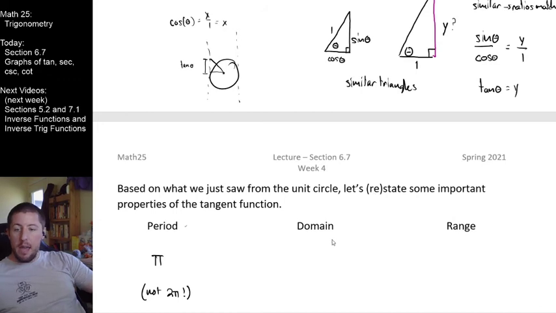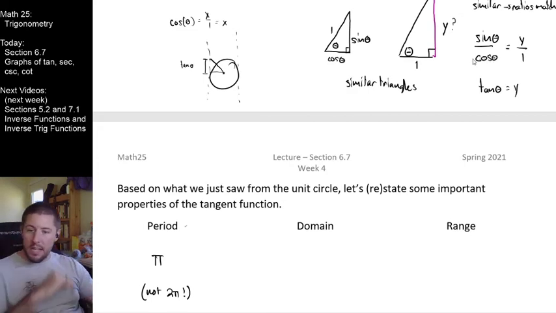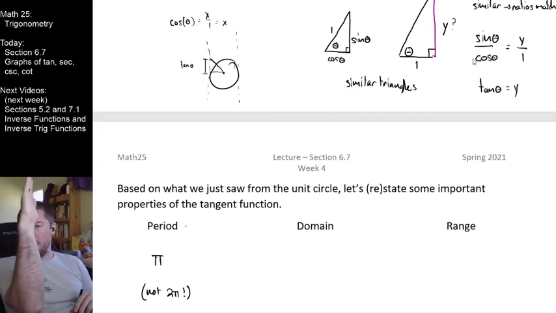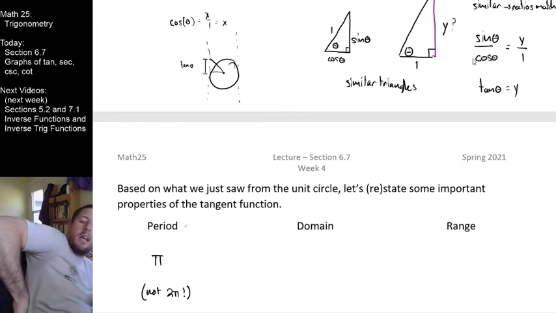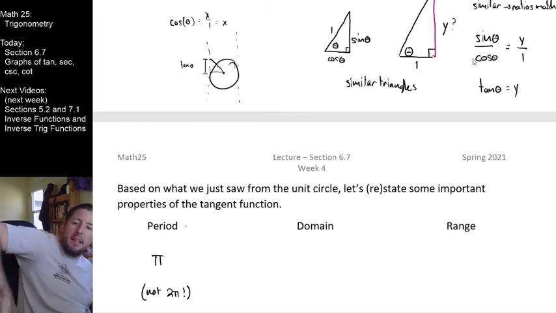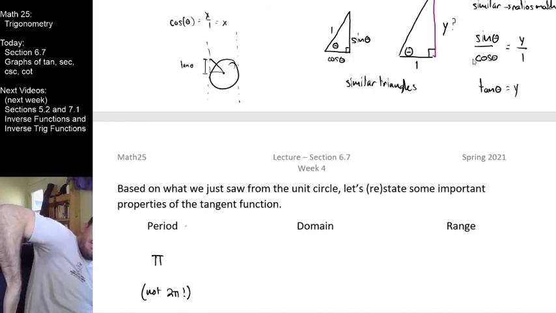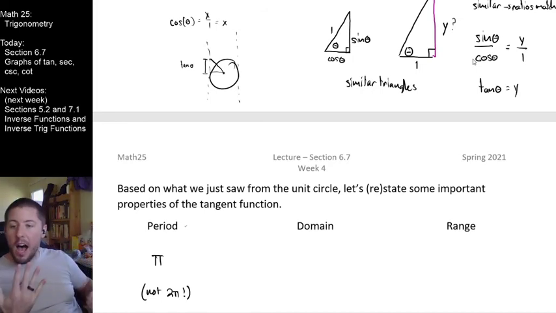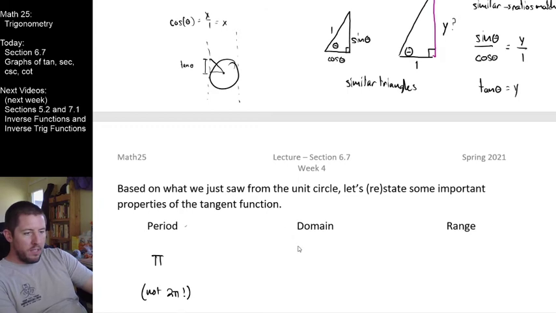So that means our domain, the values that we're allowed to plug in for theta, are just the values that make us not divide by 0. When is cosine 0? Cosine is measuring width, and we have no width at 90 and at 270, also known as pi halves and at 3 pi halves. And then again at 5 pi halves, 7 pi halves, 9 pi halves, all those odd pi half powers out there. So I'm going to say here, those are where we divide by 0.